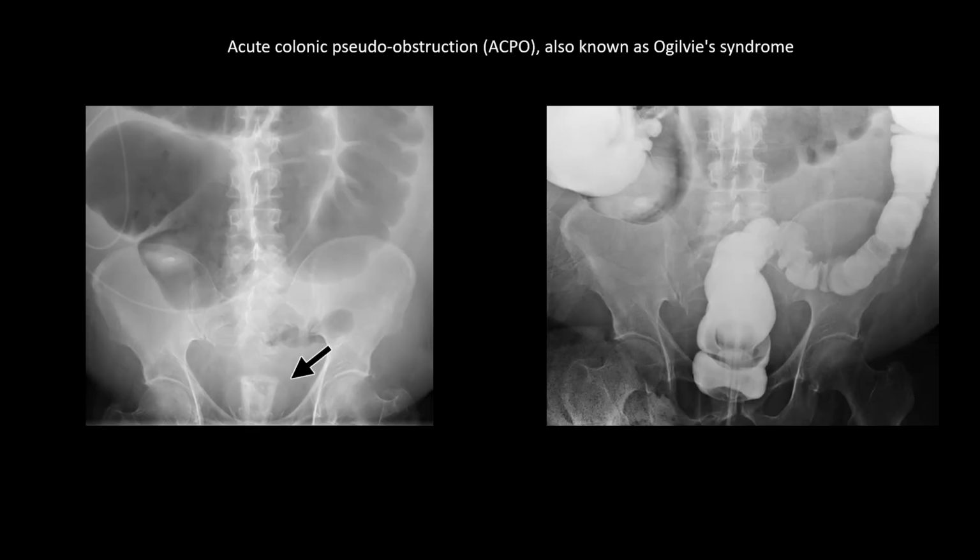Now this is a case of Ogilvie syndrome, or acute colonic pseudo-obstruction. Whenever there is a dilated colon but no mechanical obstruction, this is called acute colonic pseudo-obstruction. This can be simply managed by a rectal tube, and it will relieve the obstruction. It's not really an obstruction, but the fecal matter fails to pass because of the failure of peristalsis, which can happen because of various conditions.